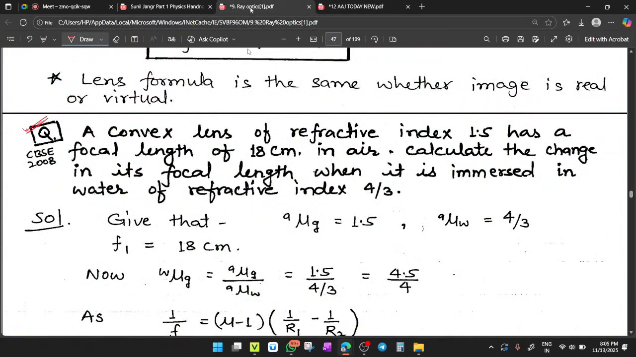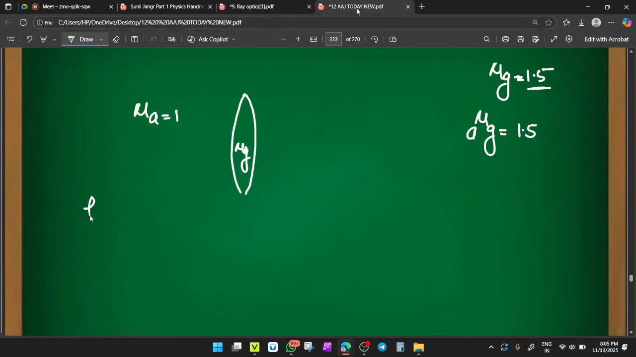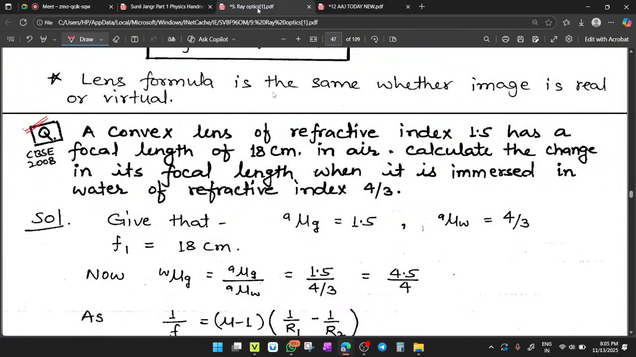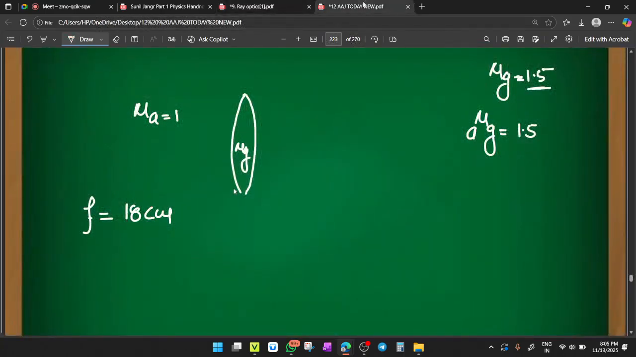Okay. Now previously it has been given, it has a focal length of 18 centimeter. So as it is a convex lens, the focal length we have been given equals 18 centimeter, in air. Calculate the change in its focal length when it is immersed in water with refractive index 4 by 3. Okay. So check here. If you are talking about the medium, for the previous case, mu1 equals 1 and mu2 equals what? 1.5. Clear or not clear?